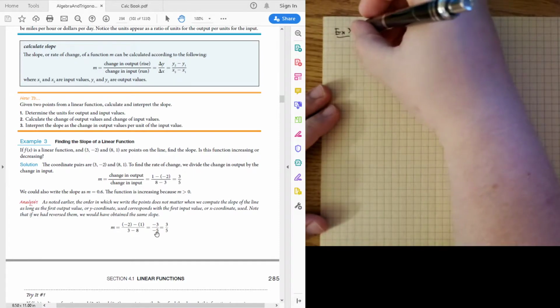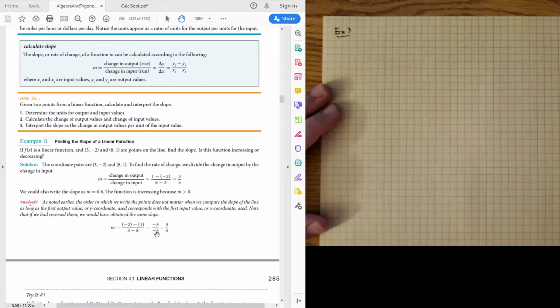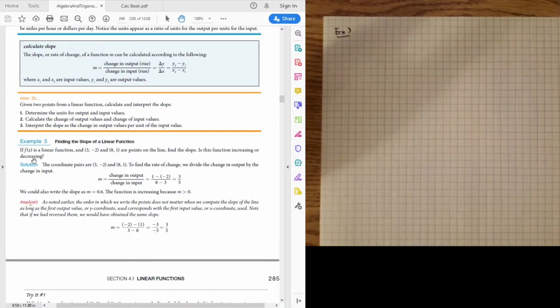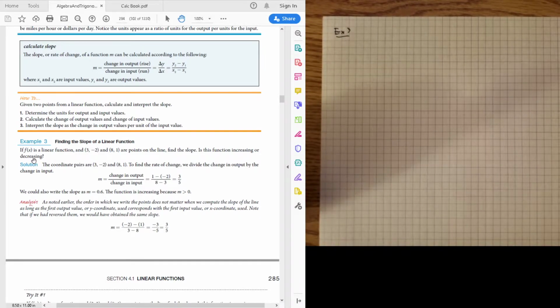The problem says, if f of x is a linear function and 3, -2, and 8, 1 are points on that line, find the slope. Is the function increasing or decreasing? Now notice that they've dropped the other two terms because it is very uncommon to have a constant or undefined function. They're less likely and less interesting because they're simply not changing in the same way that a function can be increasing or decreasing. We always, as humans, want things to be changing, either going up or going down. When they stay the same, we get bored. Maybe you're finding that at home now.